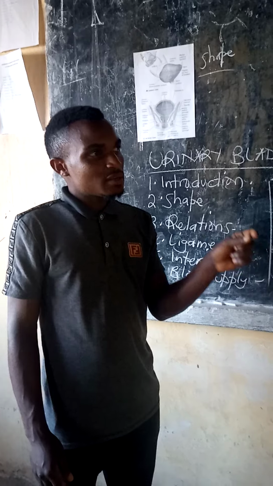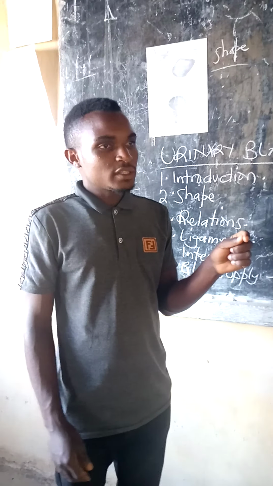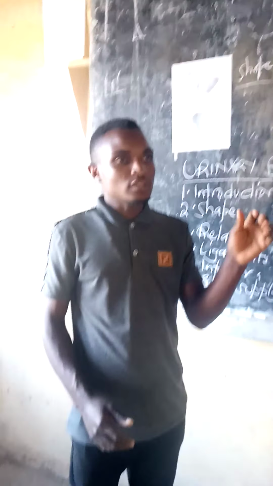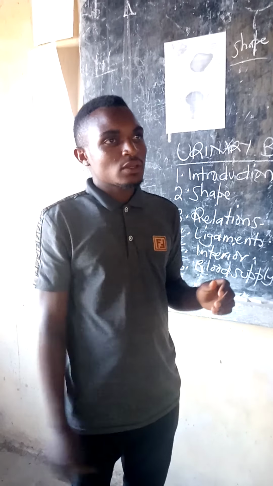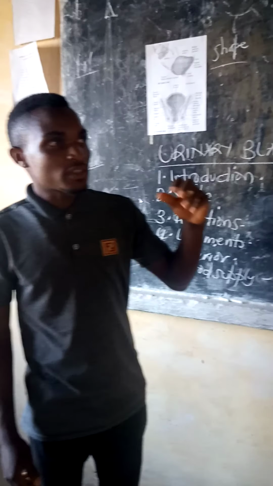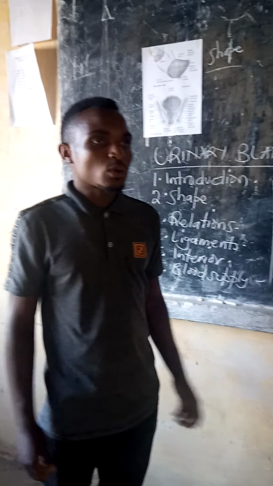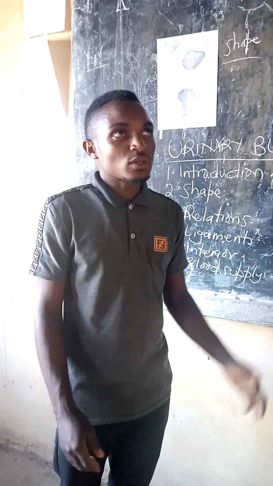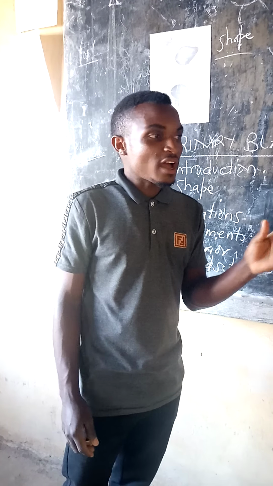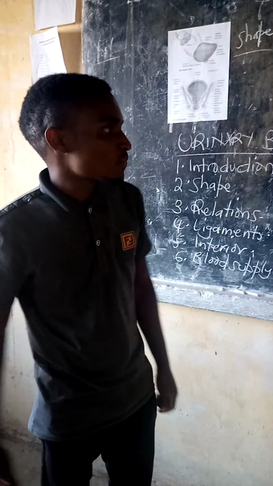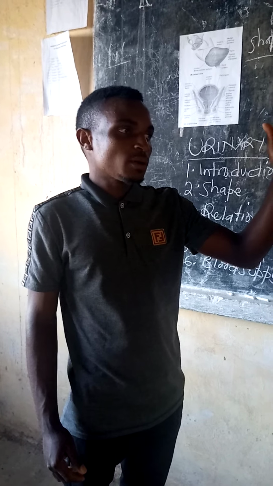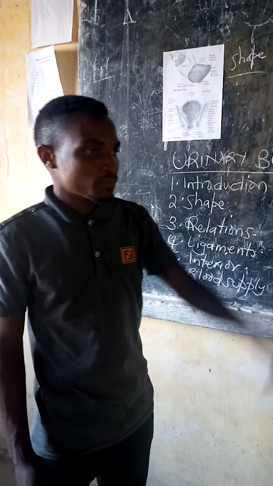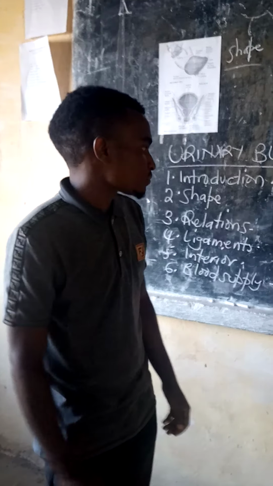Then a distended bladder in an adult distends into the abdomen and pushes up on the parietal peritoneum of the anterior compartment of the lower abdominal wall. Now that is it about the introduction.